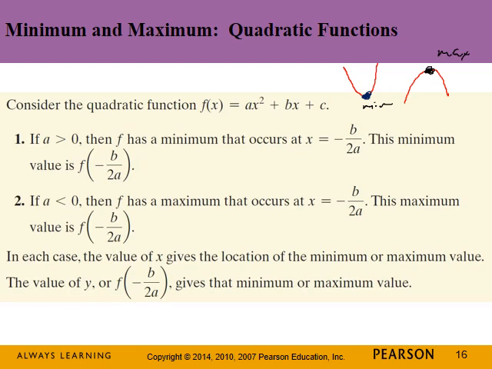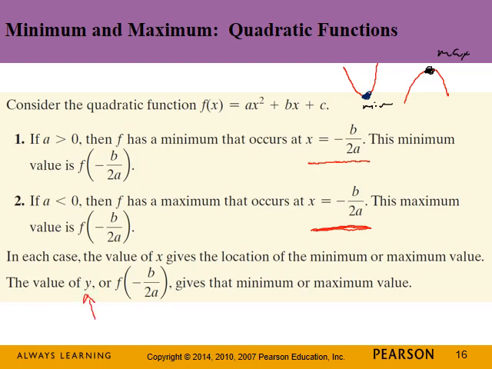When it's asking where it occurs, you're giving the x value of the vertex. When they're asking where it occurs, if it's a max or a minimum, you're giving the x value. When they're asking you what it is, you are giving the y value. So it says the value of y, or f of negative b over 2a, gives the minimum or maximum value. When they're asking you what is the value of the minimum or maximum, you give your y.